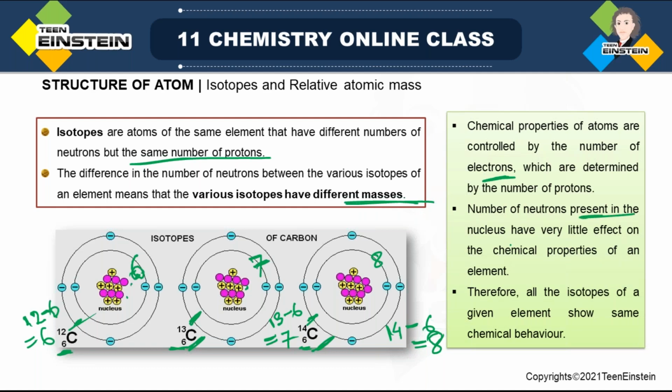The number of neutrons present in the nucleus has very little effect on the chemical properties of an element. So that is why the chemical properties of all these three isotopes of carbon, and not just carbon, if you consider any other element and its isotopes, there is no effect on chemical properties. When you change the number of neutrons, there is very little effect on the chemical properties, almost nil. So that is the reason all the isotopes of a given element have the same chemical behavior, because it has nothing to do with the number of neutrons.